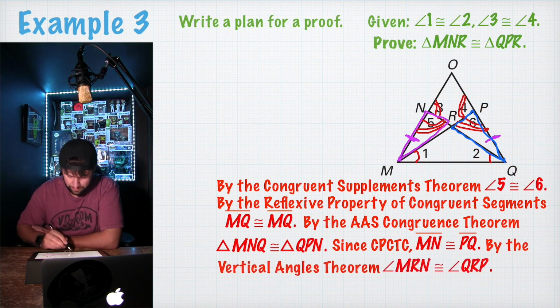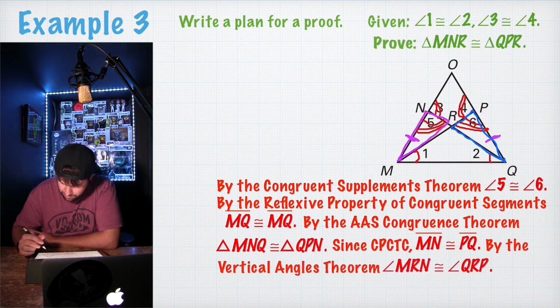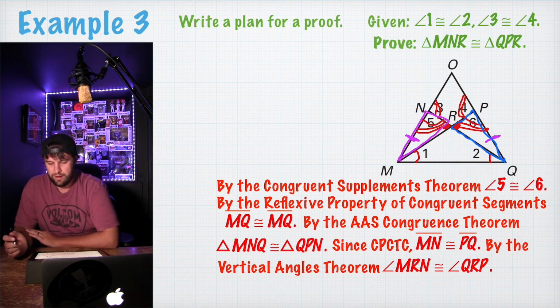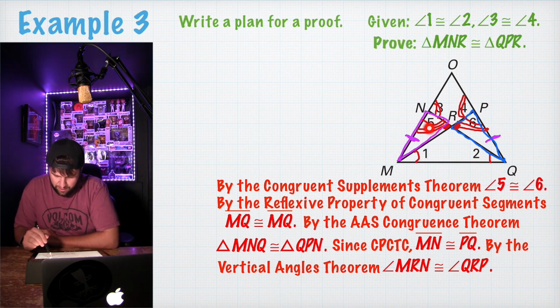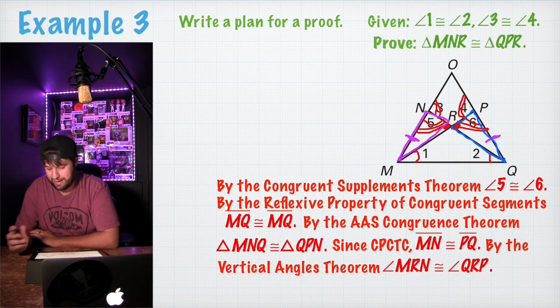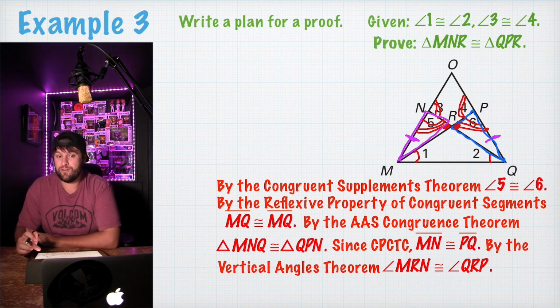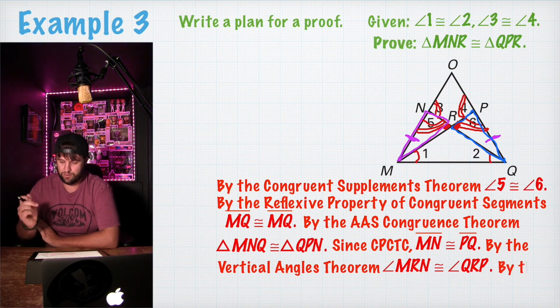Okay, now that we proved those 2 angles congruent, which this is so sloppy, I'm just gonna put little red dots there showing those are congruent. Sorry, that's not appropriate, but we actually have an angle, angle, side again. So we can say that those 2 triangles are congruent by the angle, angle, side congruence theorem.